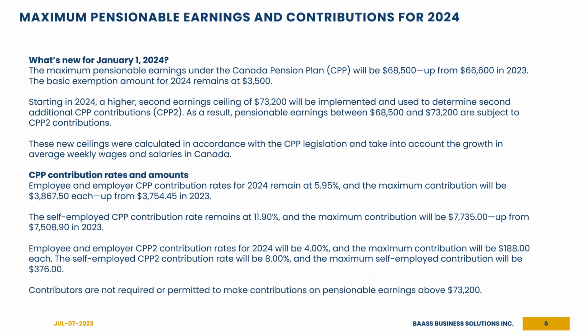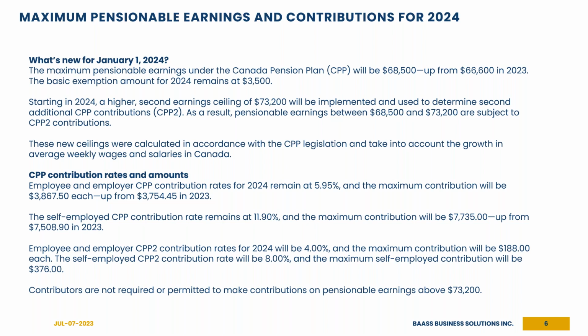Starting in 2024, a higher second pensionable earnings ceiling of $73,200 will be implemented and used to determine the second CPP contribution, which we'll refer to as CPP2. As a result, pensionable earnings between $68,500 and $73,200 are subject to CPP2 contributions. So below that, you have what the amounts will reflect if you do max out on the CPP.